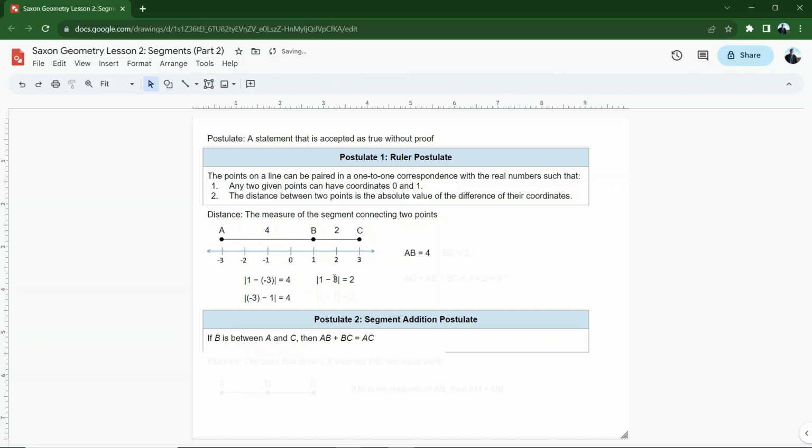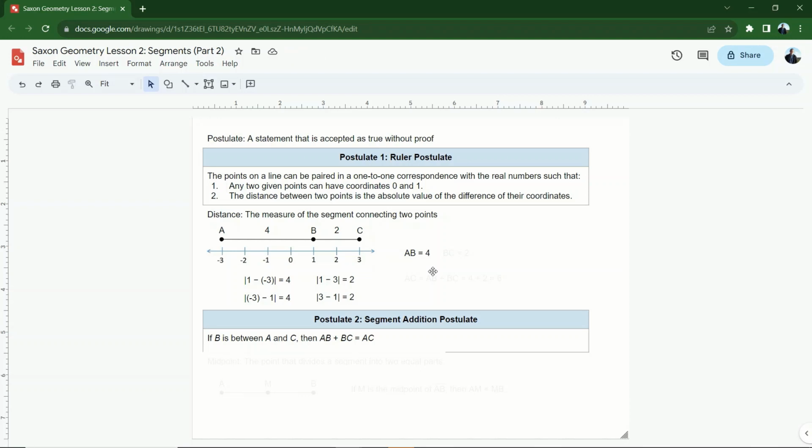So looking at this, if I use my ruler postulate, I'm going to do 1 minus 3. I subtract the difference between 2 coordinates. 1 minus 3 is negative 2. Absolute value of that is 2. Alternatively, I could do 3 minus 1, which is just 2, and then the absolute value of that is still 2. So I've confirmed that BC is 2.